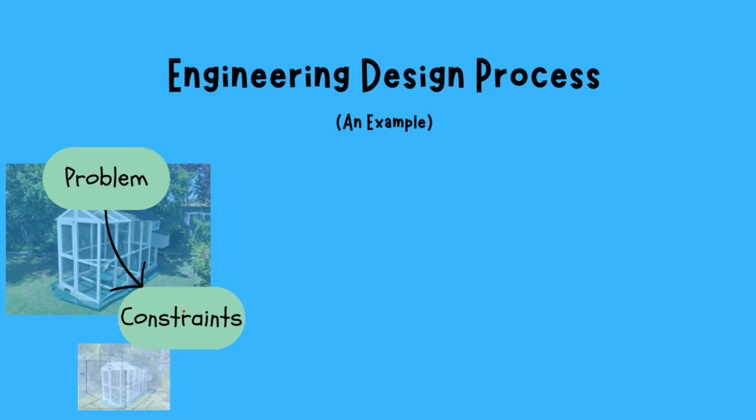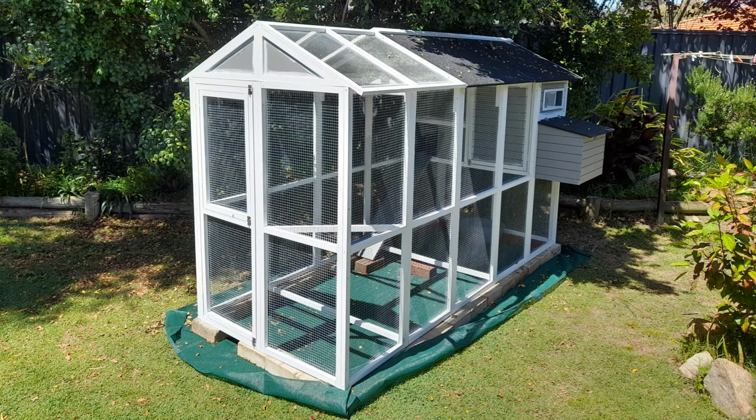Having identified the problem, we then had to figure out the constraints that our solution was going to have to be created within. We identified 5 constraints that our solution was going to have to be built within. The first constraint is we wanted to build a shelter, and that shelter had to be built around the existing coop.